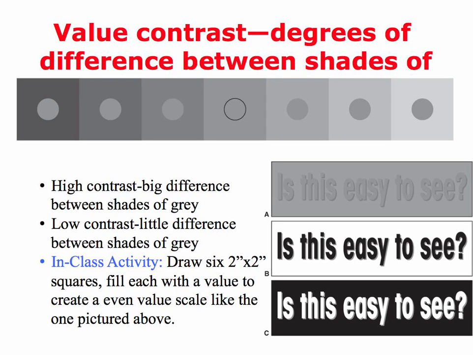So take out your paper and draw 6 2-inch by 2-inch squares. Shade each one with a pencil so that you have a progressive gradient of grays, just like at the top of the slide here, with a very dark gray on the left and a very light gray on the right. You can pause the video while you do that. I'm going to keep moving on.